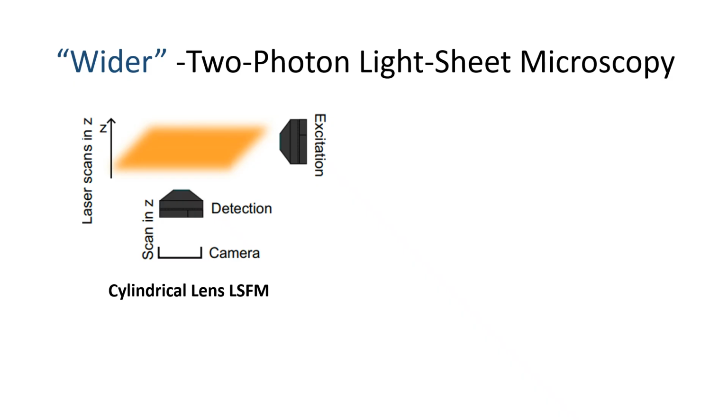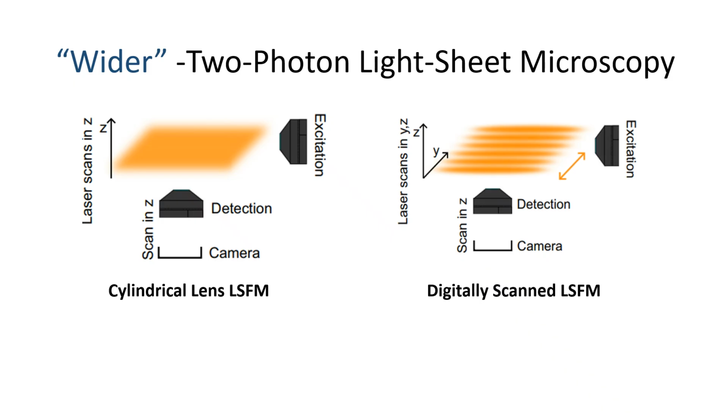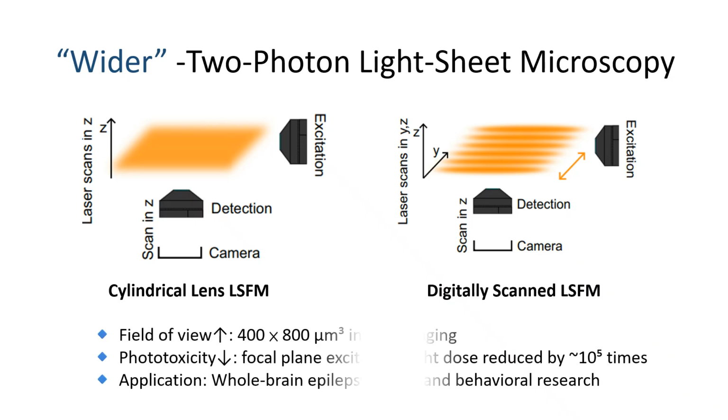A thin laser sheet illuminates the sample from the side while a camera collects an entire plane at once. The digitally scanned two-photon light sheet shown here widens the field of view to 400 by 800 by 250 micrometers and acquires whole volumes in half a second while keeping the photon density high enough for nonlinear excitation. Because only the in-focus plane is illuminated, the energy dose drops by 5 orders of magnitude, which is why we can record an entire zebrafish brain or mouse cortex for a minute without thermal damage.